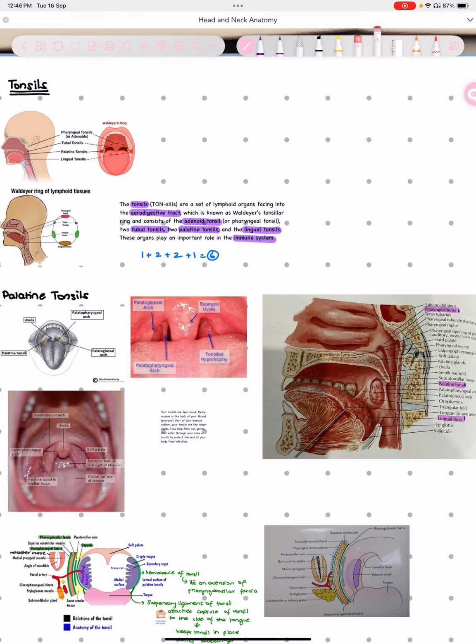Hi everyone, today we're going to talk about tonsils. What exactly are tonsils? They're basically round fleshy masses and they're found in four different locations. They're basically aggregates of lymphoid tissue and they help to filter out germs that enter through either your nose or through your mouth while inhaling, right? So they basically protect the rest of your body from infection.